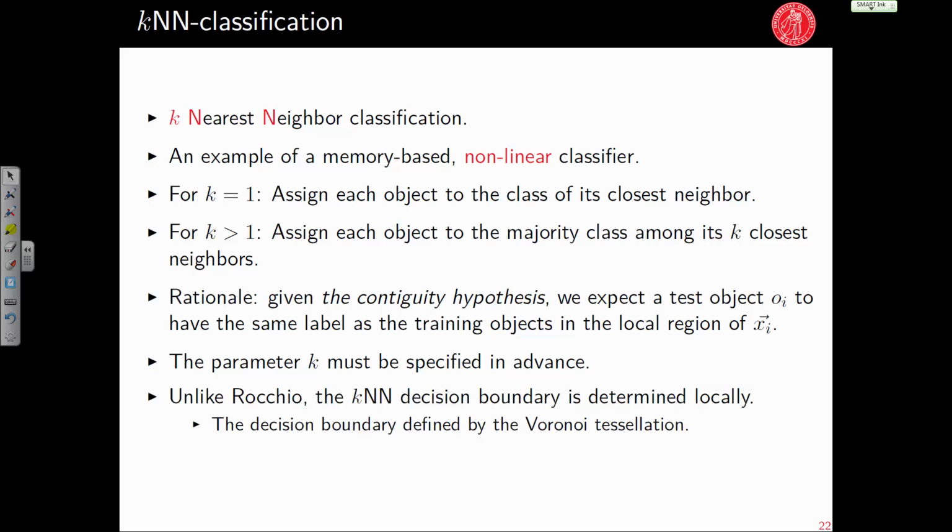And as we mentioned before, Rocchio is based on boundaries determined by the centroid, whereas in kNN the decision boundaries are determined locally.